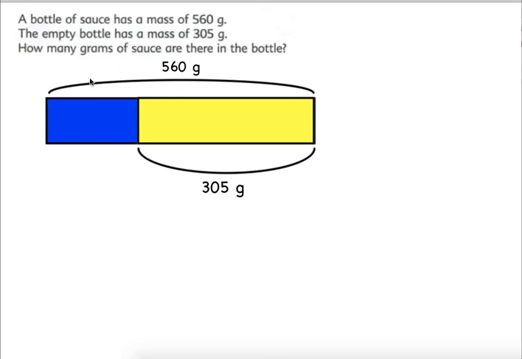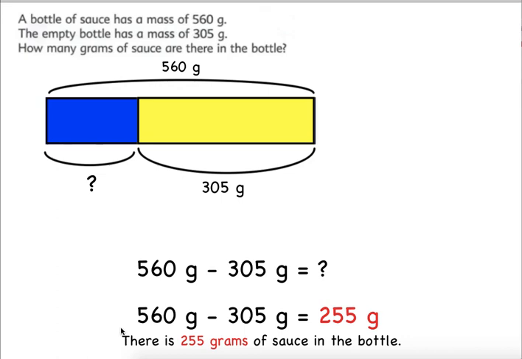So we have the whole as 560 and we have a part as 305. This is the unknown. So this is what we are looking for. This is how many grams of sauce there are in the bottle. So in order to find the missing part, you would have to take the whole, subtract one part to get the missing part. So our number sentence would look like this: 560 grams minus 305 grams equals question mark. Then let's solve for it. 560 grams minus 305 grams equals 255 grams. There is 255 grams of sauce in the bottle.